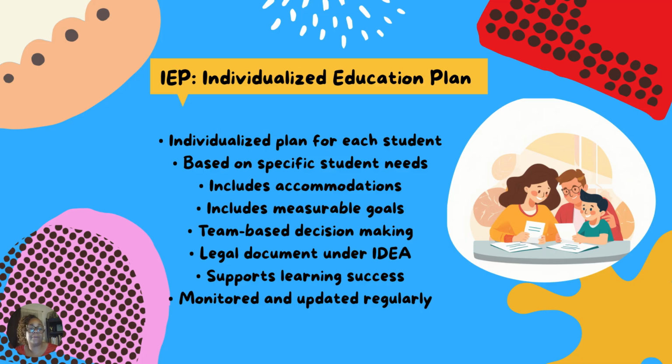So, the IEP, an individual educational plan. Students with physical and health impairments can be successful by having a plan in place. This is where the IEP comes in. It helps guide instruction and support based on the student's needs. It gives accommodations, measurable goals, team-based decision making, and it is a legal document under IDEA. It supports learning success and is monitored by updating regularly.